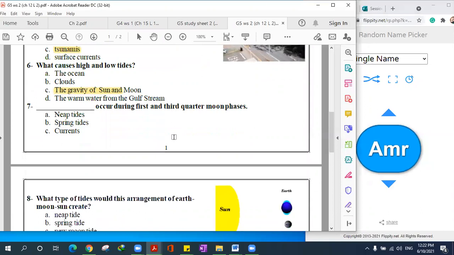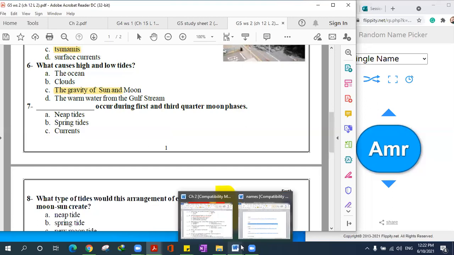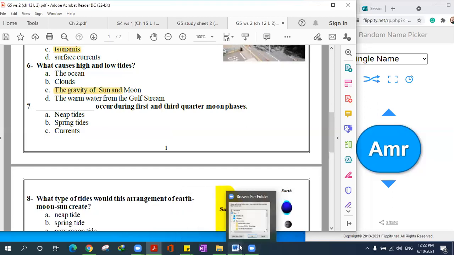Number 7. Neap tides, spring tides, currents happen during first and third quarter moon phases. Do you know the third and first quarter moon phases, Yam? No. Okay. The first phase of the moon, the first quarter, which means the moon is actually on the side.